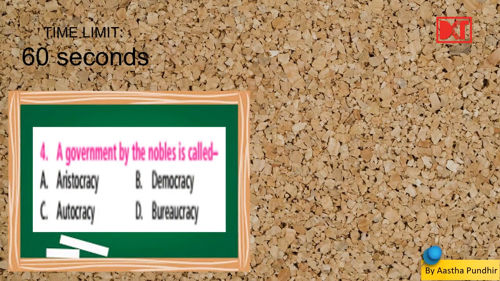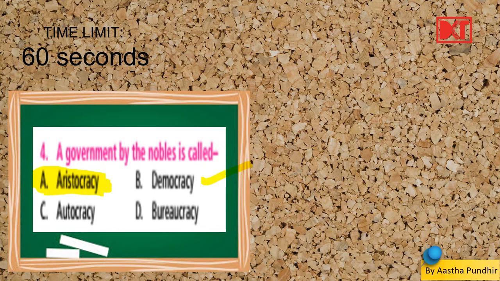Okay, here, a government by the nobles is called A. Aristocracy, B. Democracy, C. Autocracy, or D. Bureaucracy. Now, a government by the nobles, where you have hereditary titles, it is referred to as an aristocracy. Whereas the other forms of government, like democracy, is a government for the people, by the people, and of the people, which exists in India.